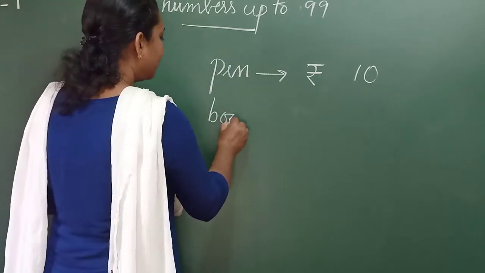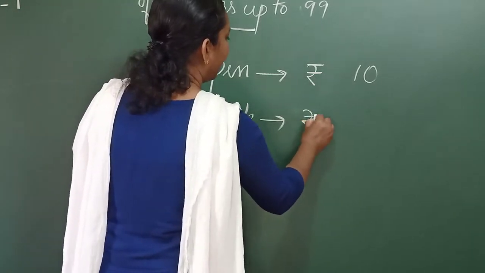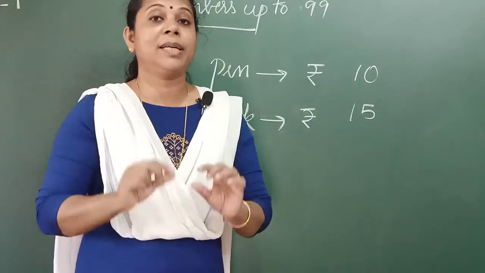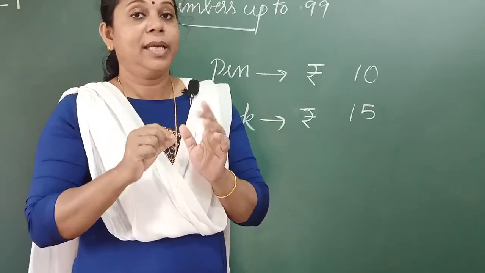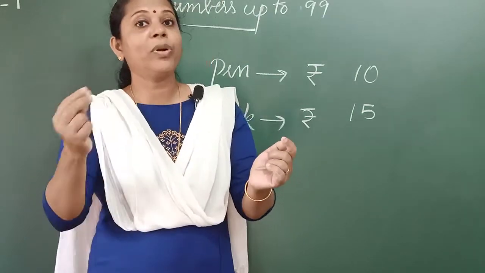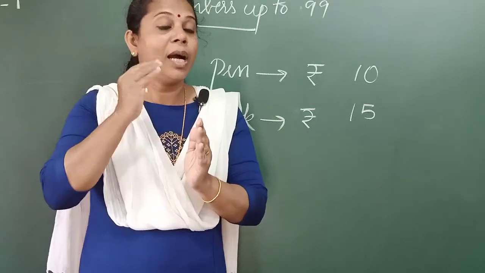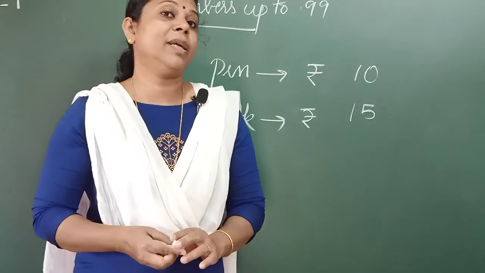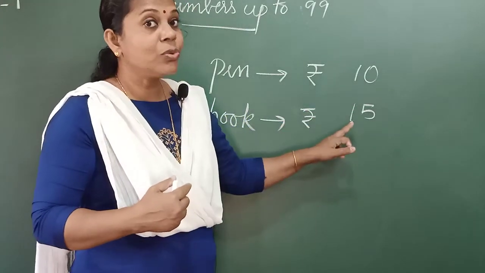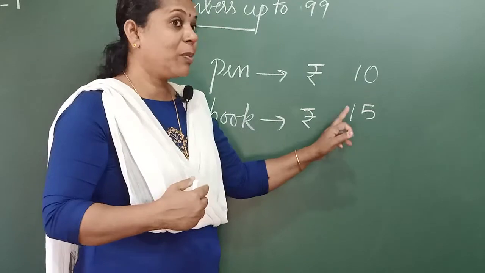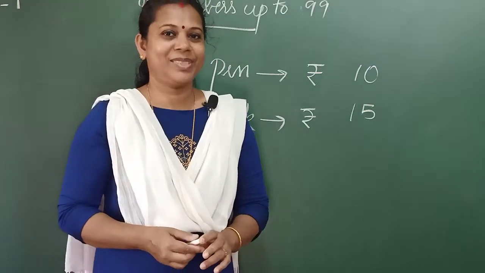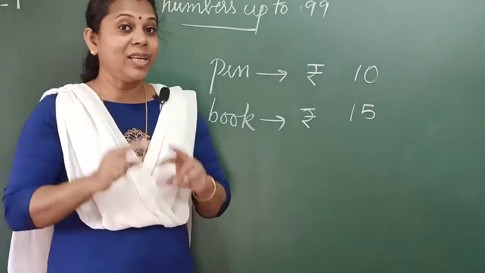Now, the book cost rupees 50. Okay. So, in order to give the money to the shopkeeper, I need to know the total. I have to pay for the pen and for the book, isn't it? I have to add these two, rupees 10 plus rupees 15, and know the total, then I will take that money and give it to the shopkeeper. So what do we have to do? We have to add two numbers.